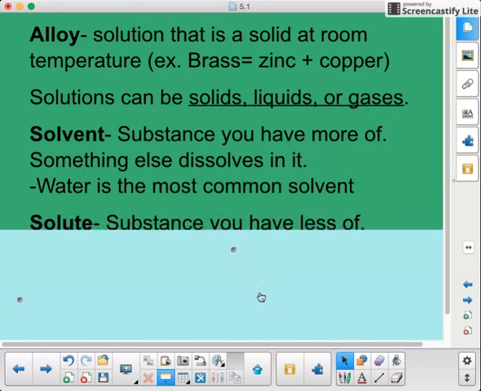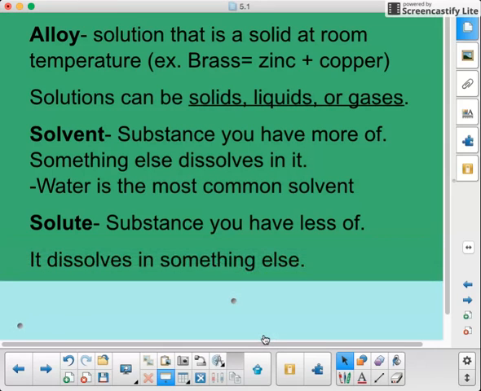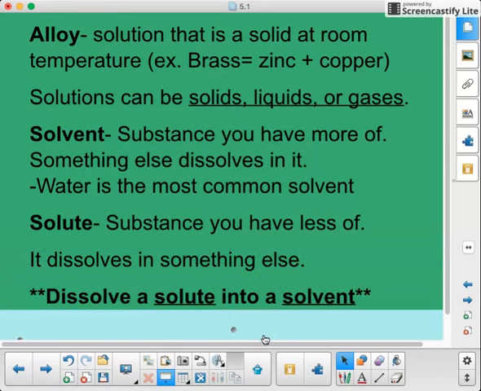The other part of a solution is called the solute. That's the substance you have less of. So it's dissolved in something else. In that powdered drink mix example, like Gatorade, the Gatorade powder you dissolve in water is the solute. We have a lot less powder than we do water.